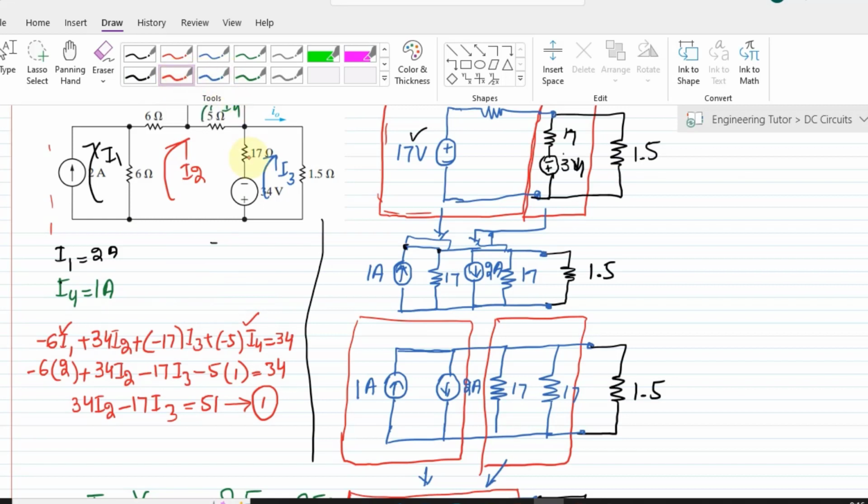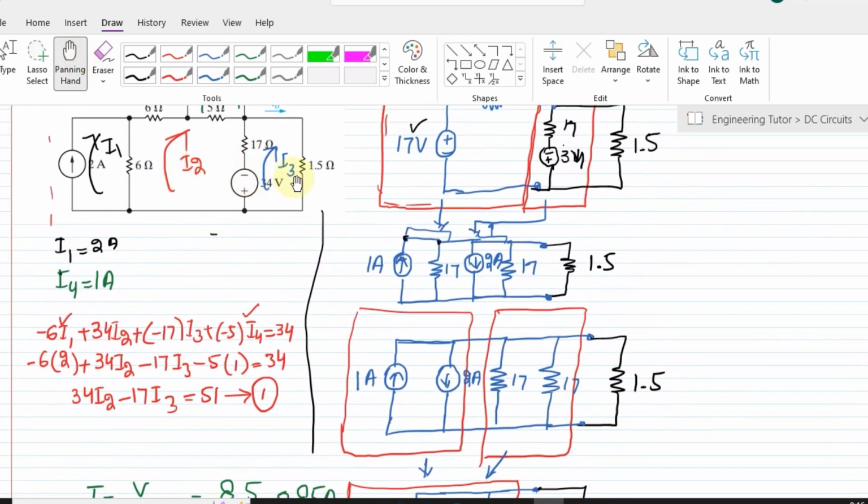Now let us find the same equation for this loop. In this loop we have the two currents I2 and I3, because only the 17 ohm resistor is shared by these two loops. So minus 17 I2 plus 17 plus 1.5, which is 18.5 I3. This is the voltage source, and the current enters through the positive and leaves through the negative terminal, that's why it is a voltage drop. So it would be minus 34. Let me call it equation number 2.